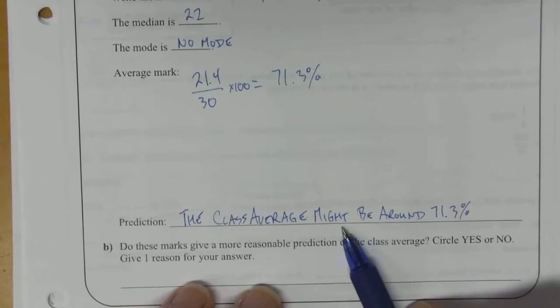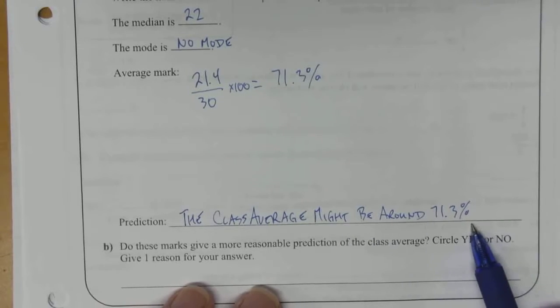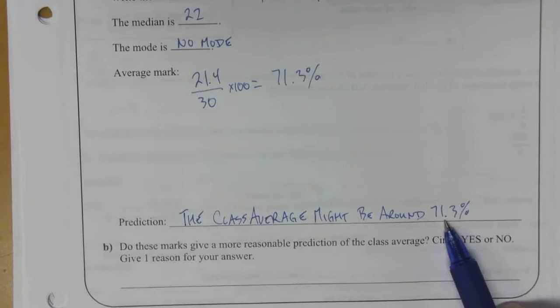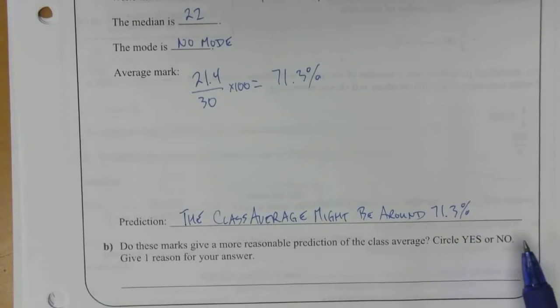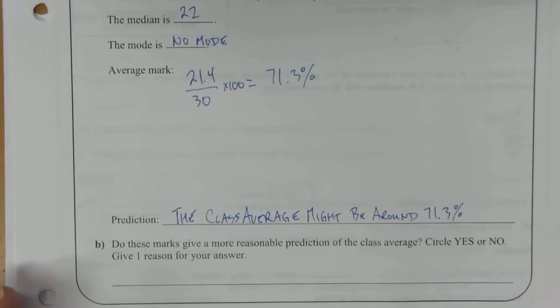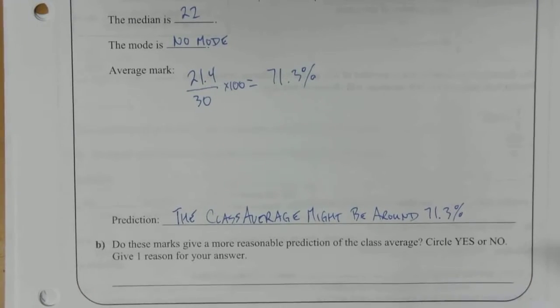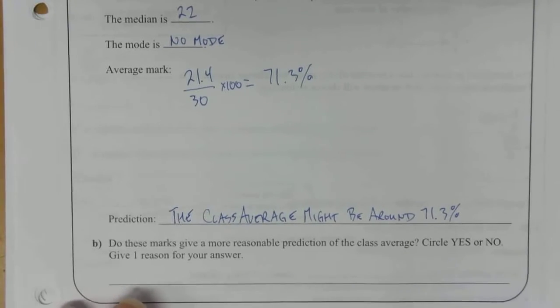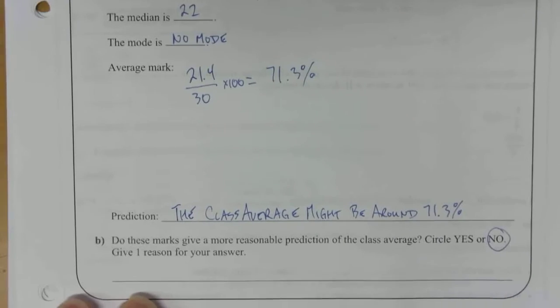So this is basically the same scenario as the first time that we did this, but we had an average of 60%. So we don't for sure know that it's 71.3%. As it turns out, because we have calculated all 30 marks, it's actually very accurate, but we don't necessarily know that if we're only marking 5 of the 30 to start with. Do these marks give a reasonable prediction of the class average? I'm going to say no.